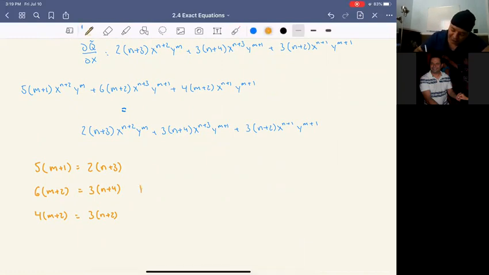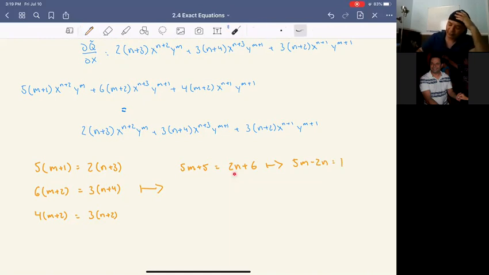Okay, so let's take the first equation. 5m plus 5 equals 2n plus 6. Let's write that as 5m minus 2n equals 1. Okay, so what did I do? Not too much. I just brought this over here, that over there. Okay, second equation.